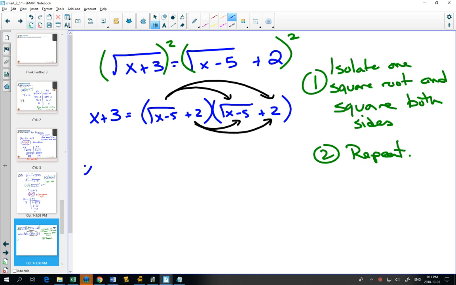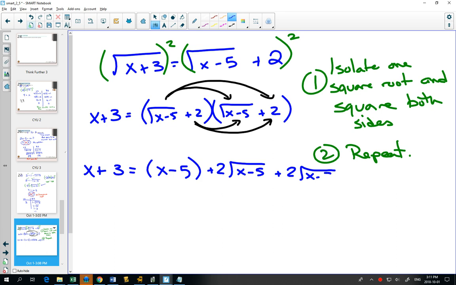What does that mean that we're going to get? x plus 3. This times this, well, that will cancel out the square roots, just becomes x minus 5. The outside one, the square root of x minus 5 times 2, plus 2 times the square root of x minus 5 on the inside. And finally 2 times 2 on the outside, plus 4.